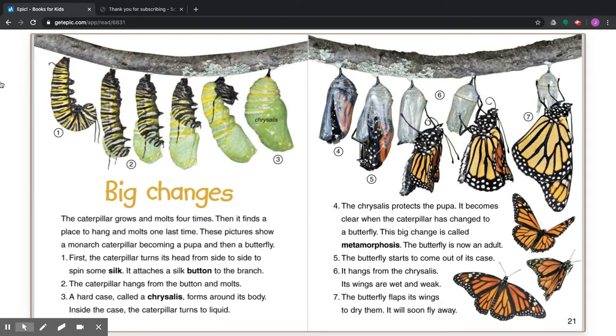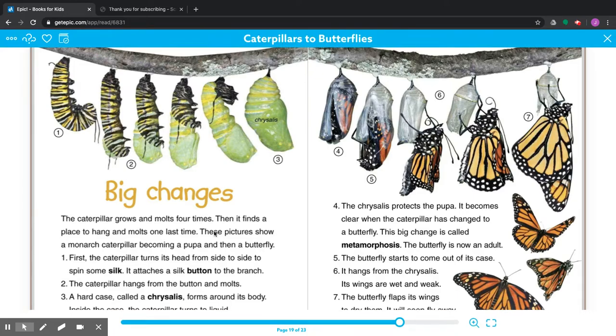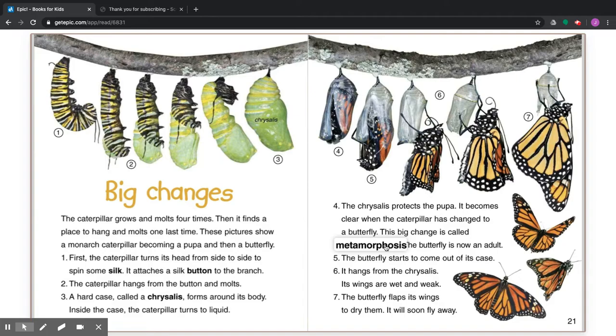The chrysalis protects the pupa. It becomes clear when the caterpillar has changed to a butterfly. This big change is called metamorphosis. That's that big word right there. So the change from a caterpillar to a butterfly is called metamorphosis. And that is the same with other animals too, like when a tadpole turns into a frog.